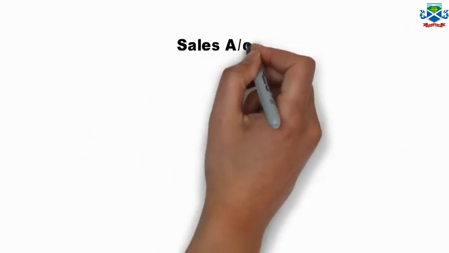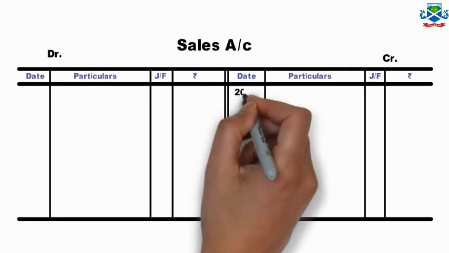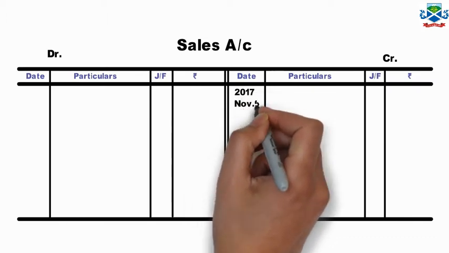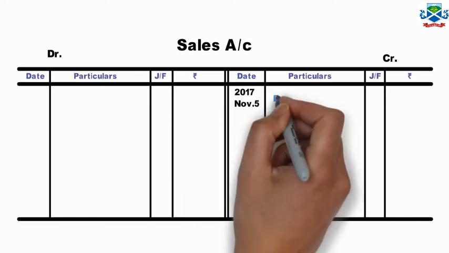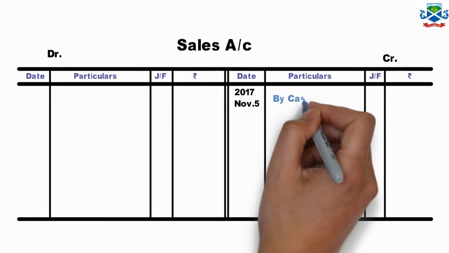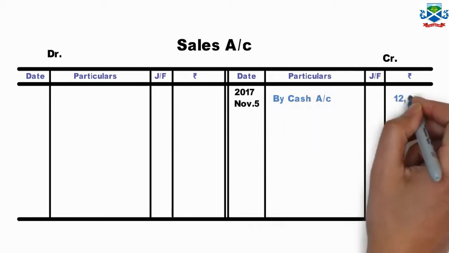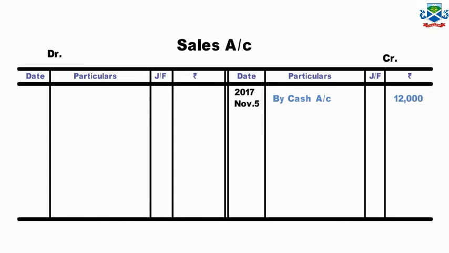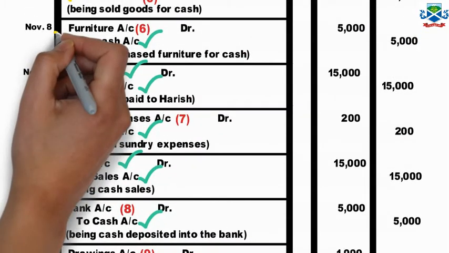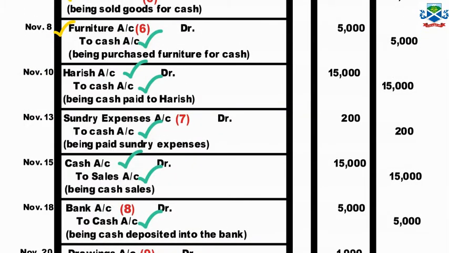We'll prepare one sales account, sales ledger. So credit side, sales account credited by cash, cash account 12,000. So this is very simple clerical work, that is, one by one you have to go, but very carefully. If you miss, then it will go on.